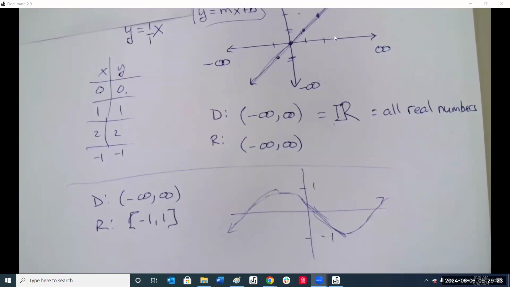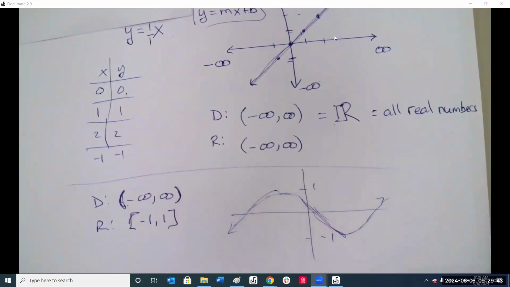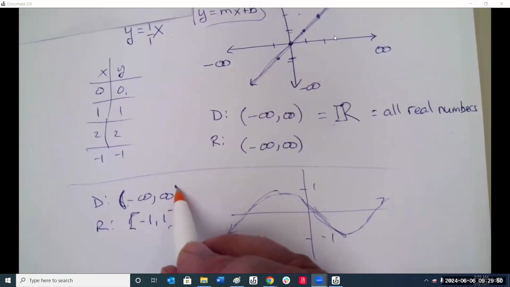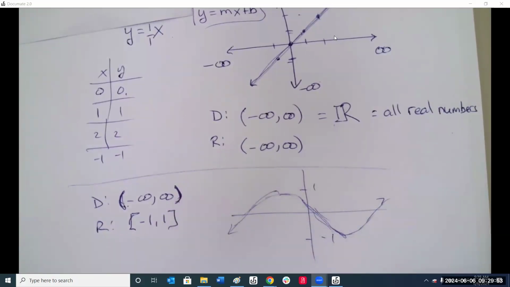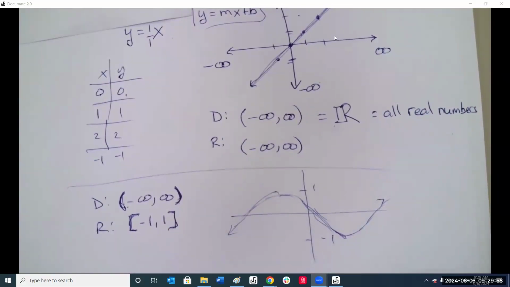Okay, before we go any further, we won't talk about these until section 6 of this chapter, but notice the endpoints, how I contain the numbers. Whenever you deal with parentheses, that means you can't get to that number. You can't use that number. Can you ever get to infinity? No, so that's why it's always a parenthesis with infinity. If it's a bracket, then we can use those numbers.